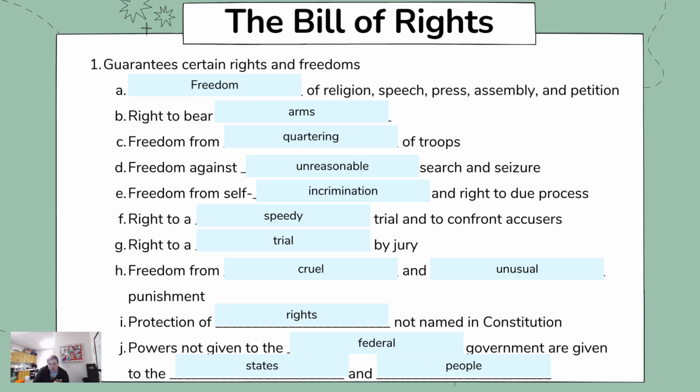Number 9 is protection of rights not named in the Constitution. This is kind of a catch-all that says, hey, we know that we didn't get all of these things, but people still have certain rights that are guaranteed. And the last one is that powers that were not given to the federal government are given to the states and the people. This is something that especially the southern states really wanted to ensure. They wanted to make sure that the federal government didn't become too powerful. So if a power was not given to the federal government in the Constitution, it was assumed to be the power of the states.